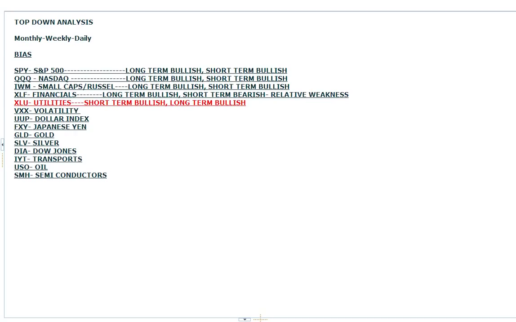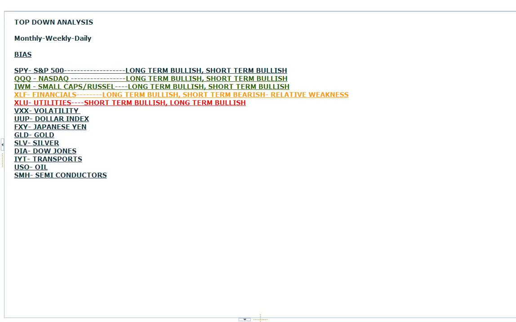Financials leading it. Financials actually short-term bearish, a relative weakness. So this would be more in the zone of, I would say, yellow, right? It's not exactly a bad thing, but it's not really a good thing. All right, IWMs are leading the market, so that's a good thing. NASDAQ is leading, that's a good thing. Spiders, that's a good thing.